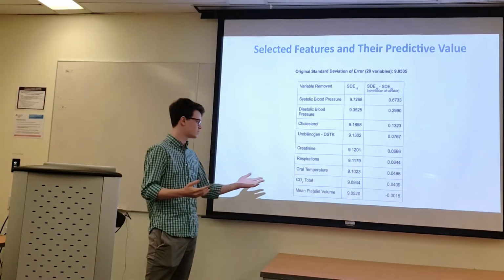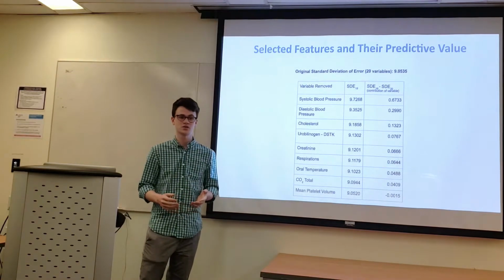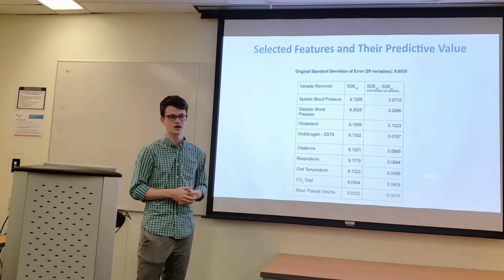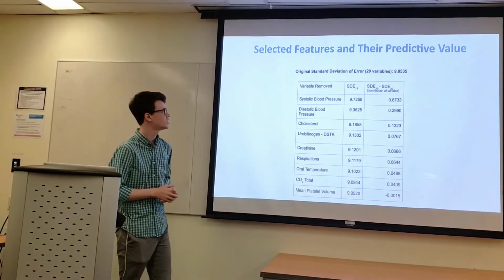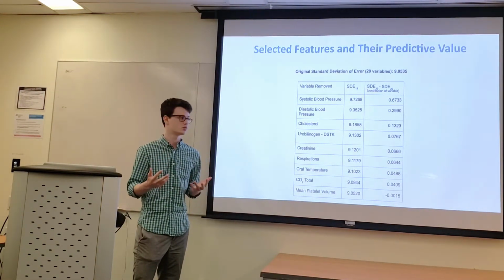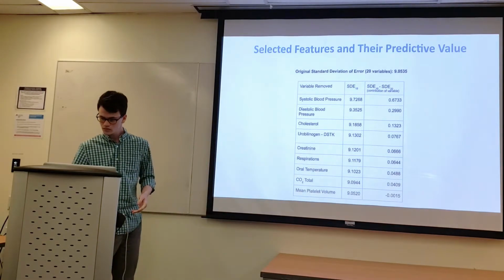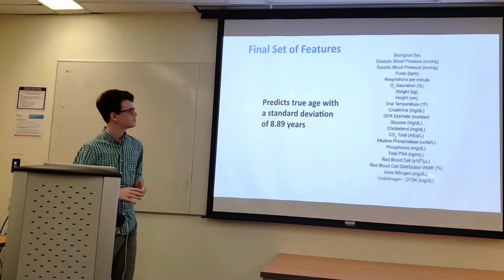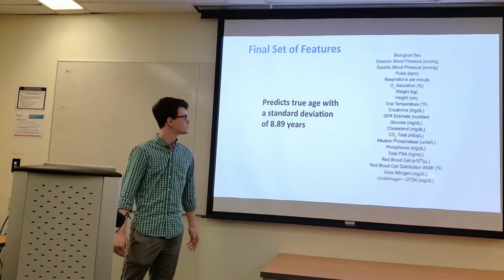But if I took out something like mean platelet volume, the model actually performed better. So I could replace that variable with something else that would be more telling for age. And I did that again and again and again until I was satisfied with all the variables. So this is the final list of the variables that I chose.